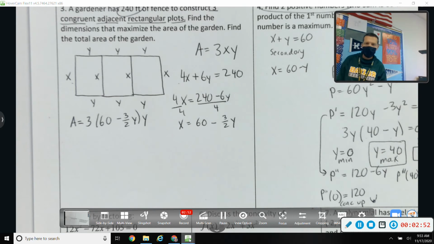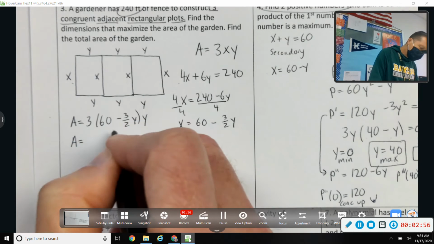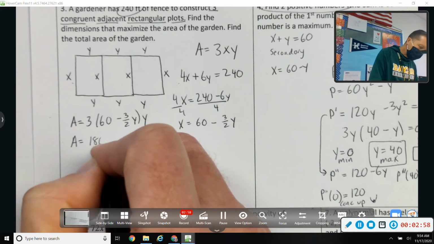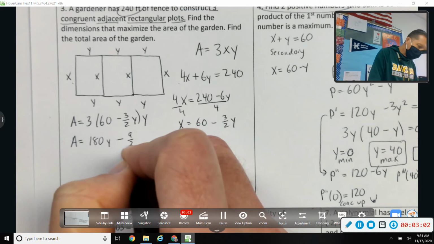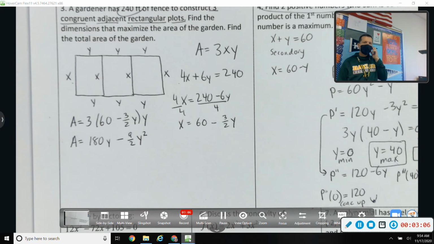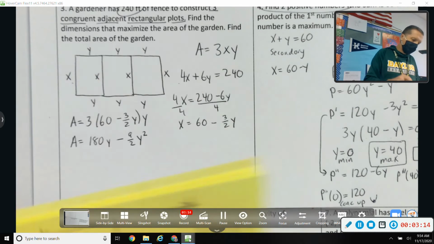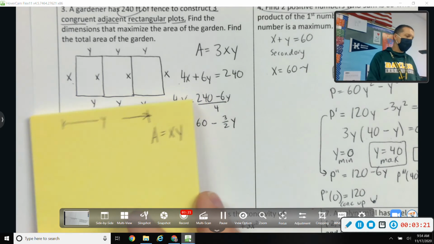Definitely want to do some algebra first on this. So 180y minus 9 over 2 y squared. And one more time with this picture. That equation will look very different if we made y the full length instead of the third length.